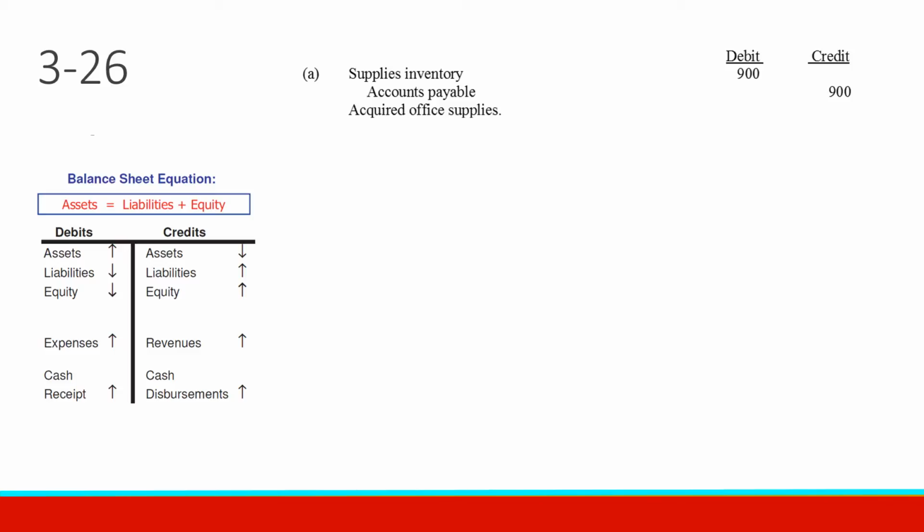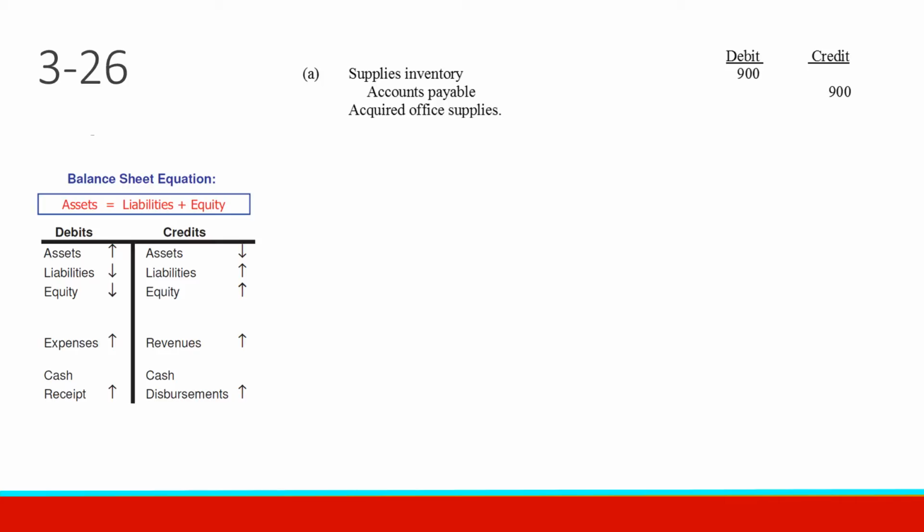The top line is the debit. It is written further to the left. The second line is the credit. It's indented to the right. And then we can see the headings debit and credit. So supplies inventory has a debit of $900.